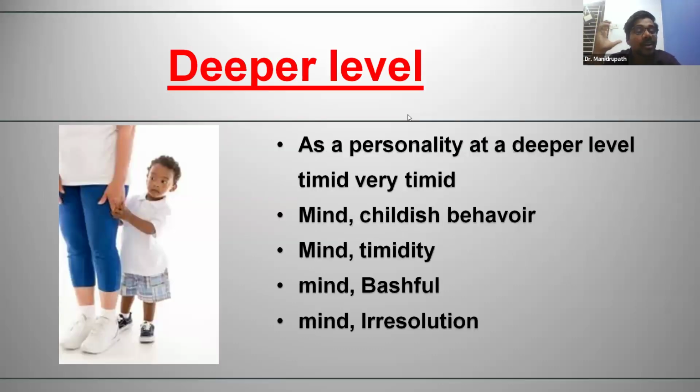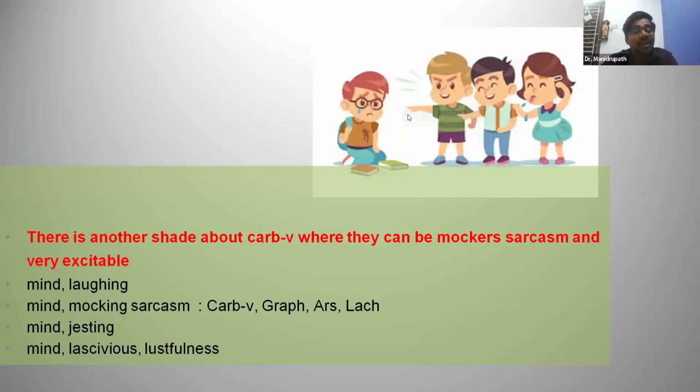So at a deeper level, understanding the deeper level of Carbo veg as a person, they are very timid, with childish behavior, bashful, and irresolution you can see in Carbo veg, the deeper patterns. There is another shade about Carbo veg where they can be mockers like Lachesis, laughing, jesting like Lachesis, lavishness and lustfulness like Lachesis. See the beauty, how the thread of Carbo veg is going through each and every pattern.